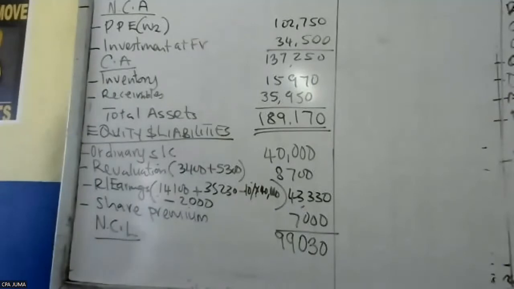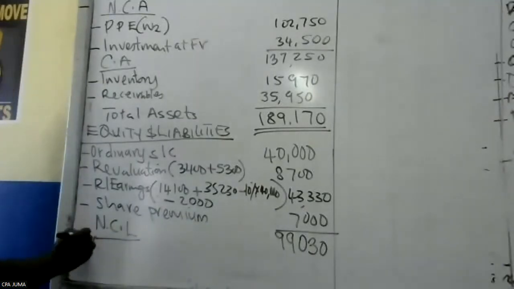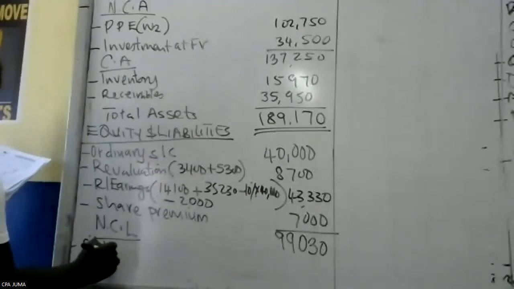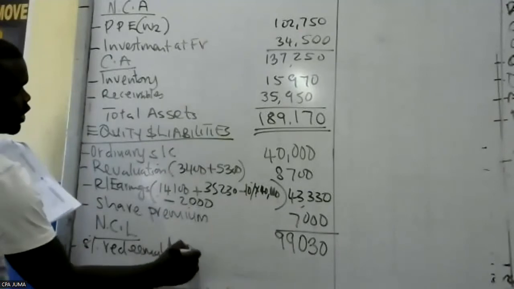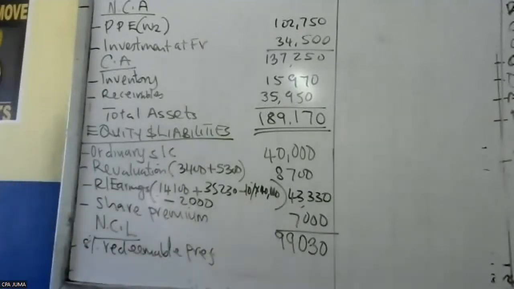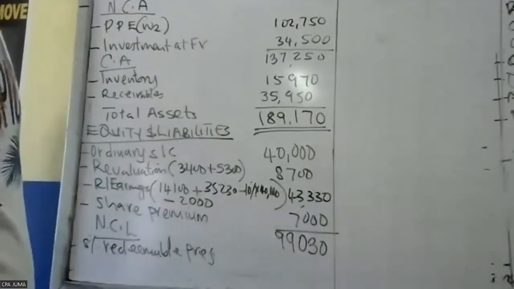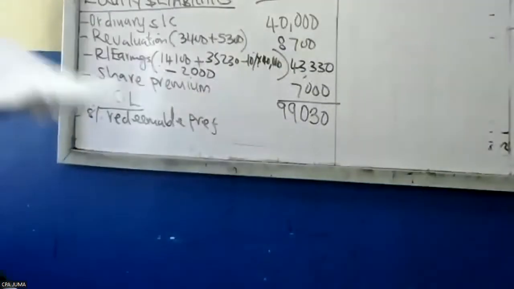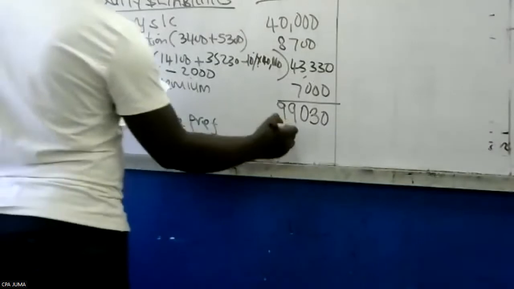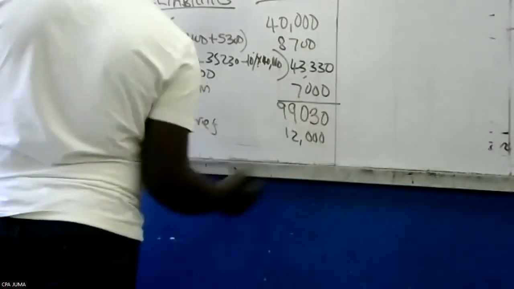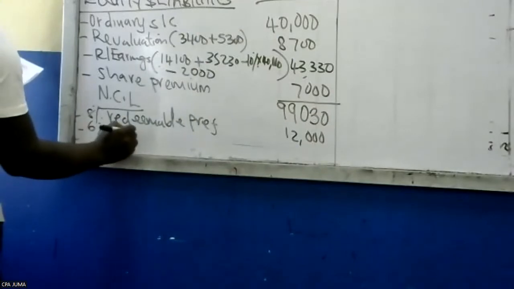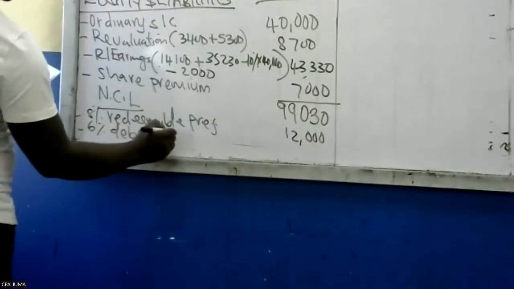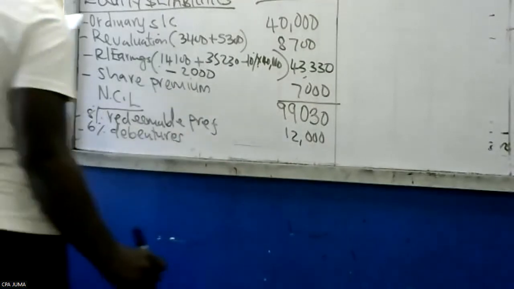Non-current liabilities, 8% redeemable preference. And so the only liability. How much? 12. 6% debentures. 6% debentures.